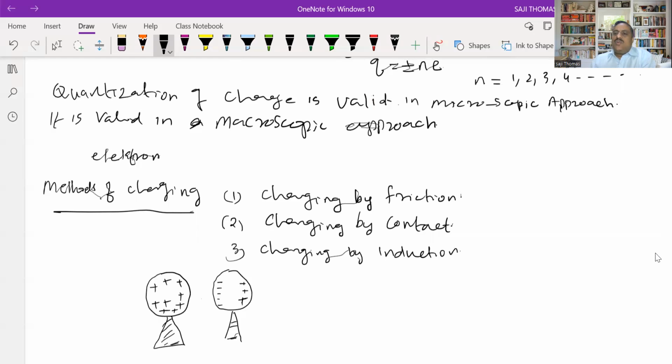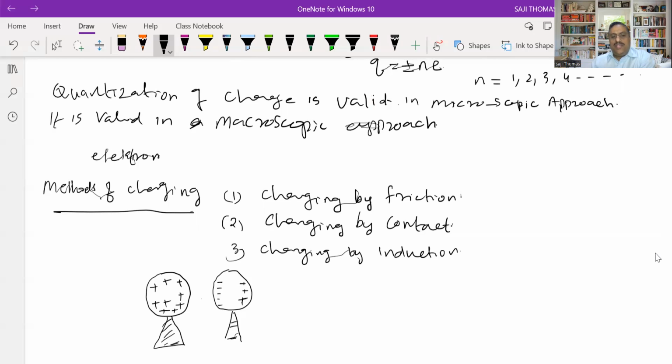This phenomenon is known as induction, electrostatic induction. So in induction, an opposite charge is induced in an object near the charged object. That you have to remember. These are called induced charges.